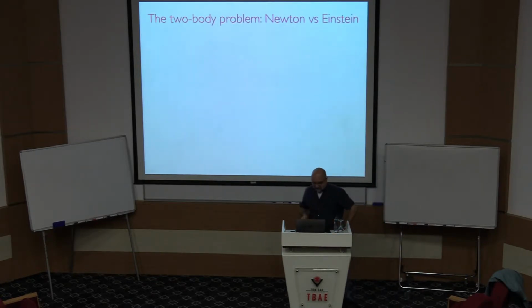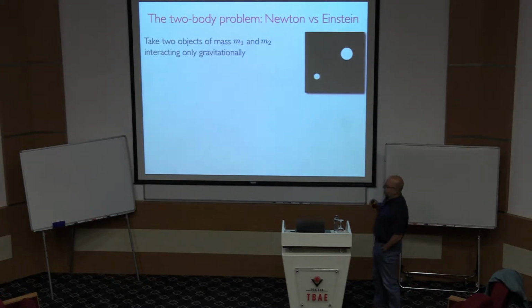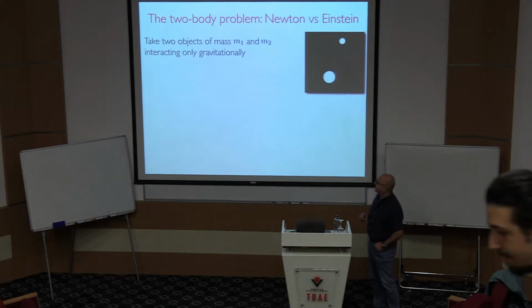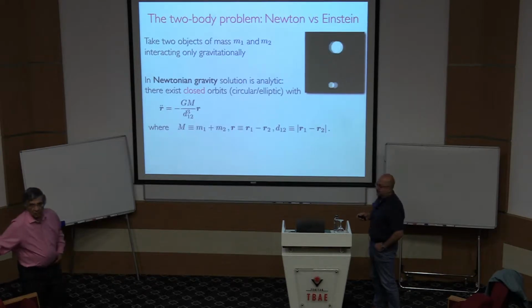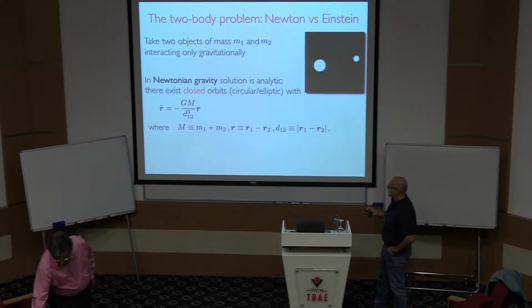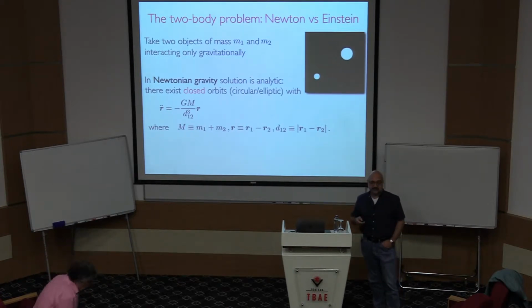So, what we're talking about here is the two-body problem. I know that you have something else in mind when you think about the two-body problem, but here we mean a problem where we have two objects which have given masses, m1 and m2, which are interacting only gravitationally. And in Newtonian gravity, this problem is extremely simple to solve. In fact, this is the solution to the problem. You are just asking for a balance between a gravitational force and a centrifugal force.